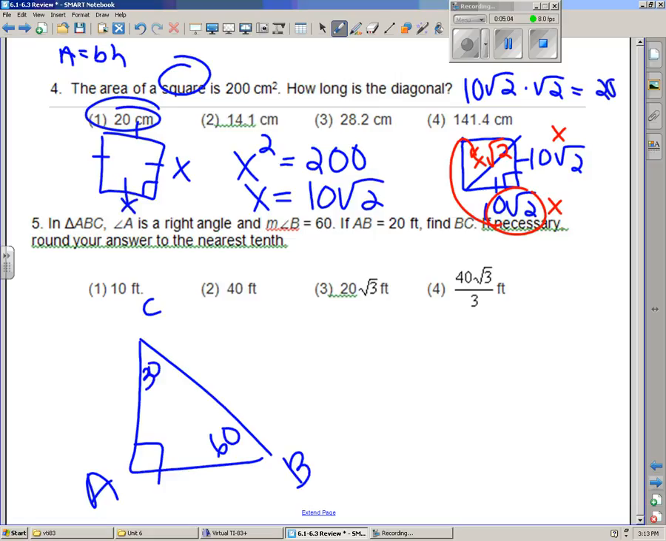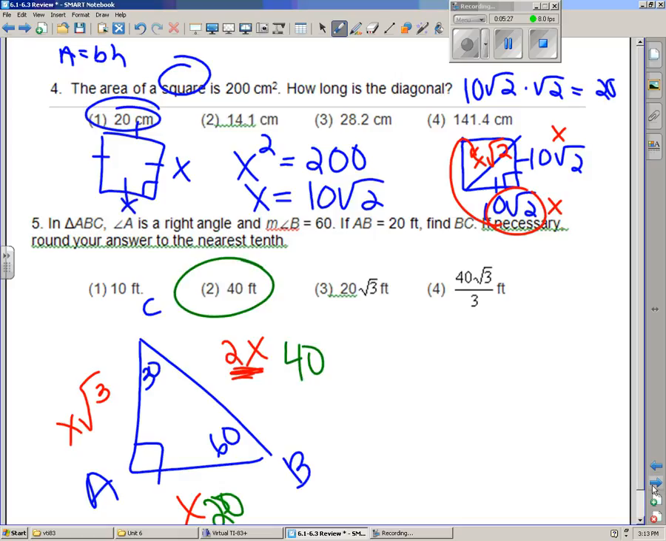They want you to find BC, the hypotenuse, which means the leg opposite 30 degrees is x, opposite 60 is x rad 3, hypotenuse is 2x. This is what we're looking for. What do we know? AB is 20. So if x is 20, then twice x must be 40, which means BC must be 40.